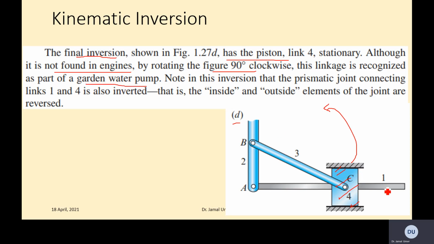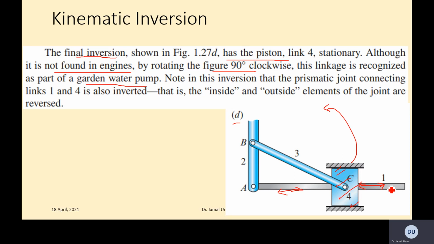So this is, for example, link 1 moving up and down. This is one example of a garden pump. Note in this inversion the prismatic joint connecting links 1 and 4. Because link 1 is moving up and down, this is one of the prismatic joints.